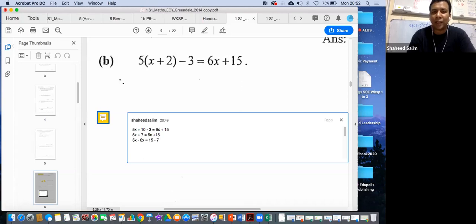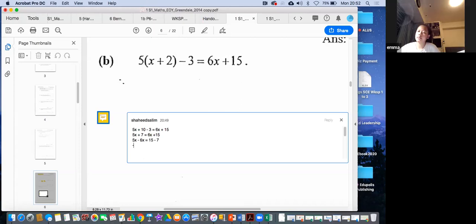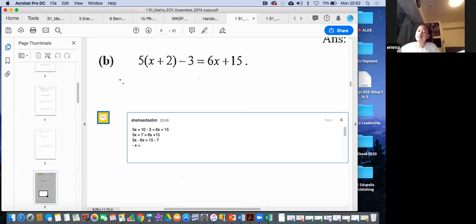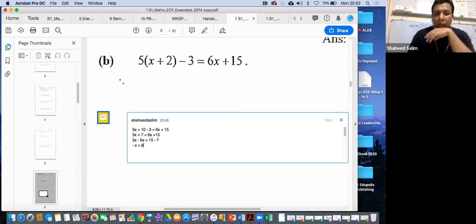So 5x minus 6x, what do you get? Minus x. Good. Equals, so 15 minus 7? 8. Okay. So now how to get rid of this minus x? Okay, you can times this by minus 1.